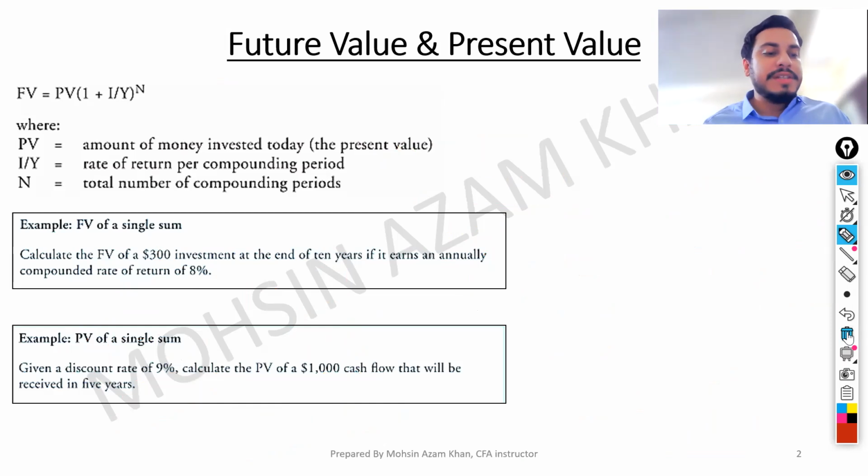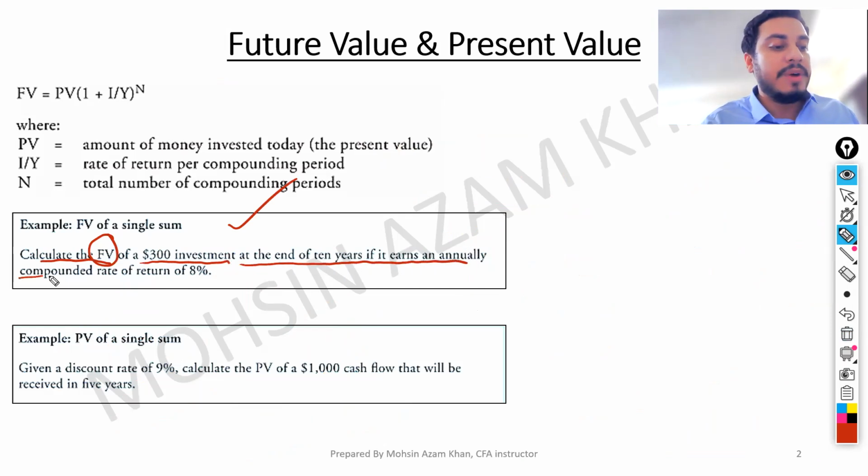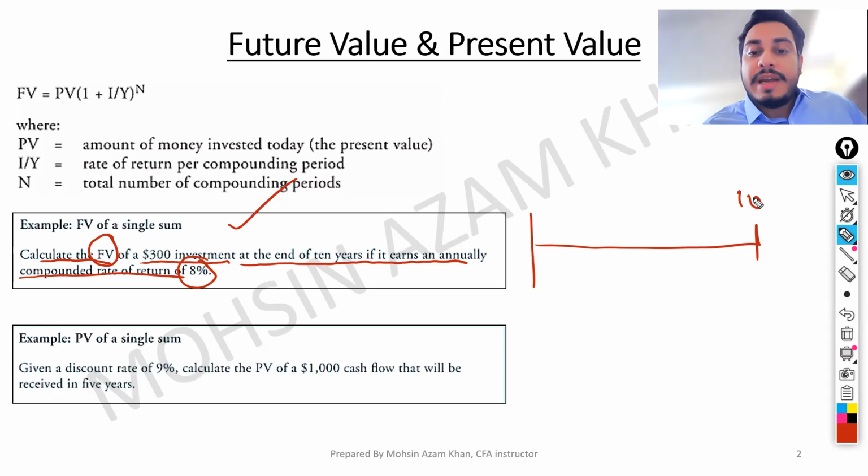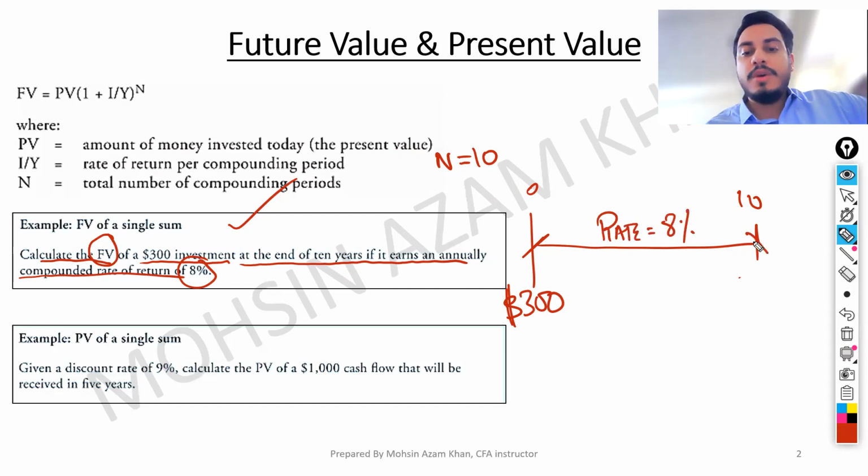Let's apply the same concept in this question. It says calculate the future value of a $300 investment at the end of 10 years if it earns an annually compounded rate of return of 8%. So it is asking to calculate future value after 10 years. Your n, the number of periods, is 10 years. You're investing $300 today, at a rate of return of 8%. You're asked to compute future value.